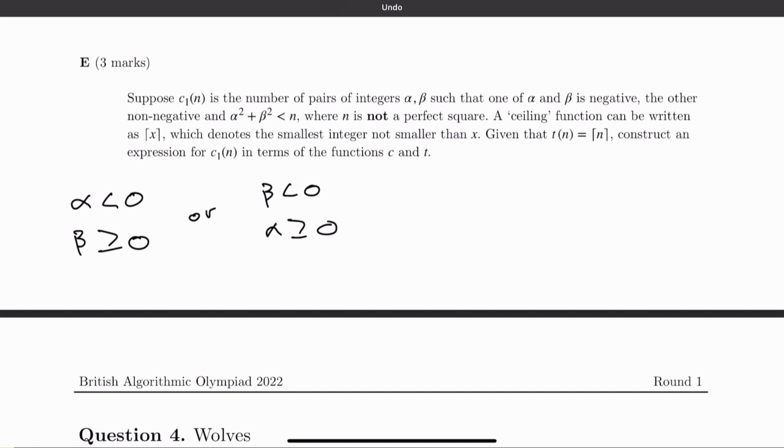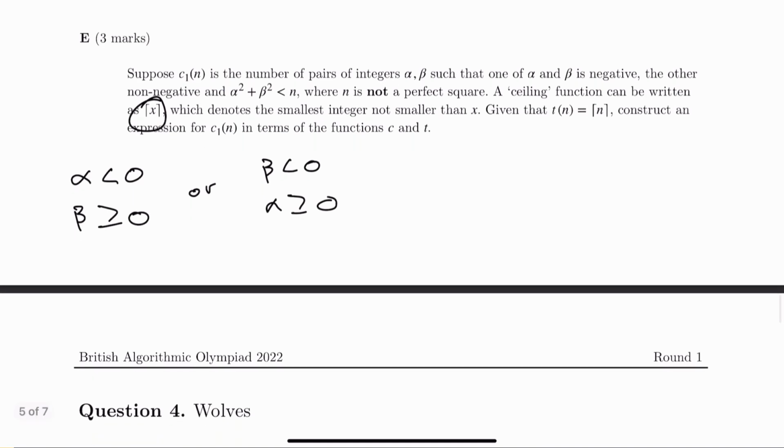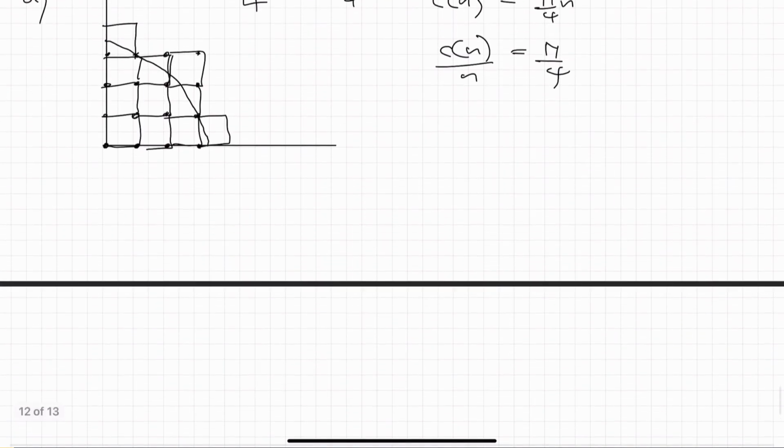And then a ceiling function can be written as this, which I already explained in part C, which denotes the smallest integer not smaller than x. That makes sense. Given that t of n is equal to the ceiling of square root n, construct an expression for C1 of n in terms of the functions C and t. Okay, so the first thing to do is to draw a diagram.